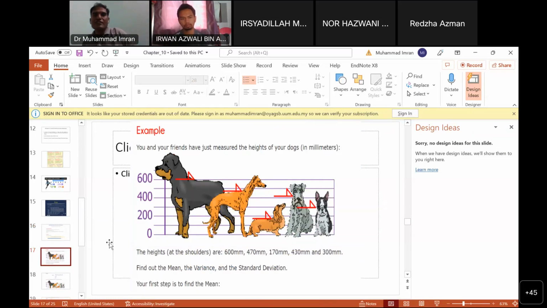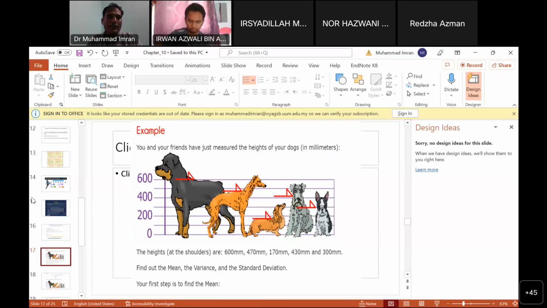You and your friends have just measured the height of your dogs in millimeters. My dear students, please focus on this example. The heights are 600 millimeters, this one, and 470 millimeters, the second dog. Third dog is 170, the fourth dog is 430, and the last dog is 300 millimeters. Now find the mean, variance, and standard deviation. Your first step is to find the mean, because the variance is based on the mean, and the square root of the variance is the standard deviation.